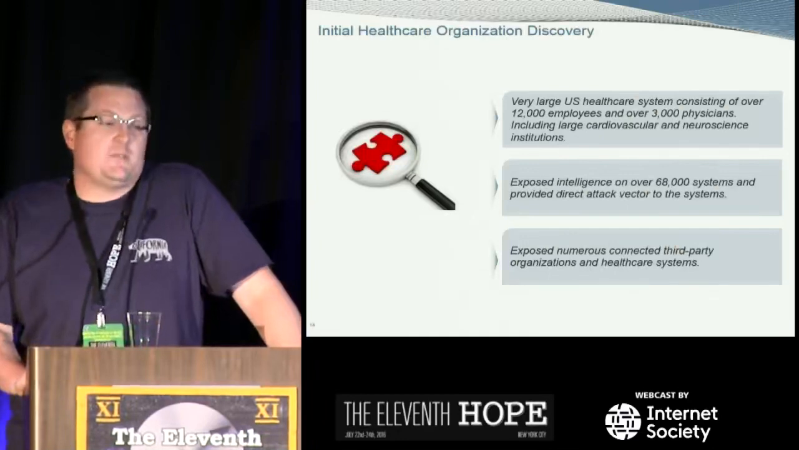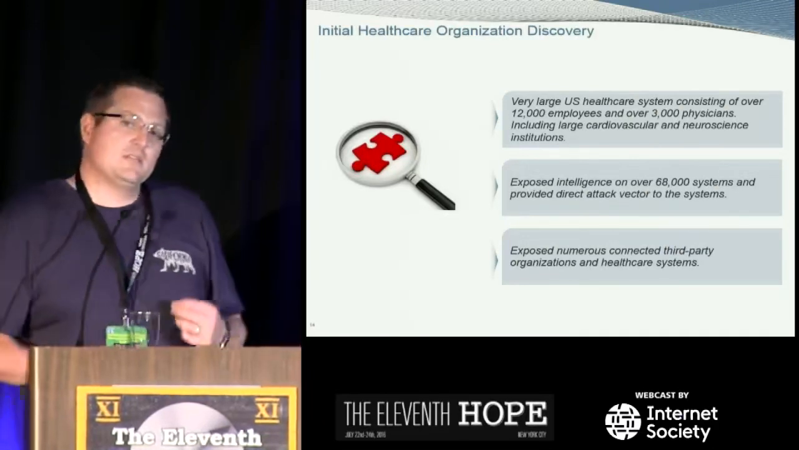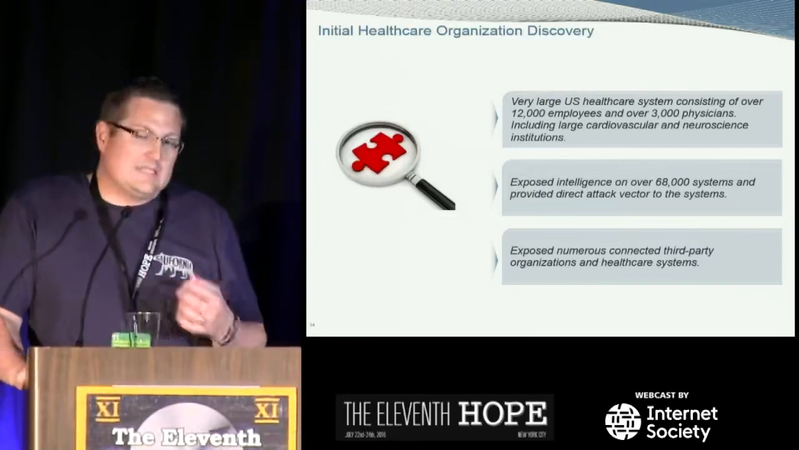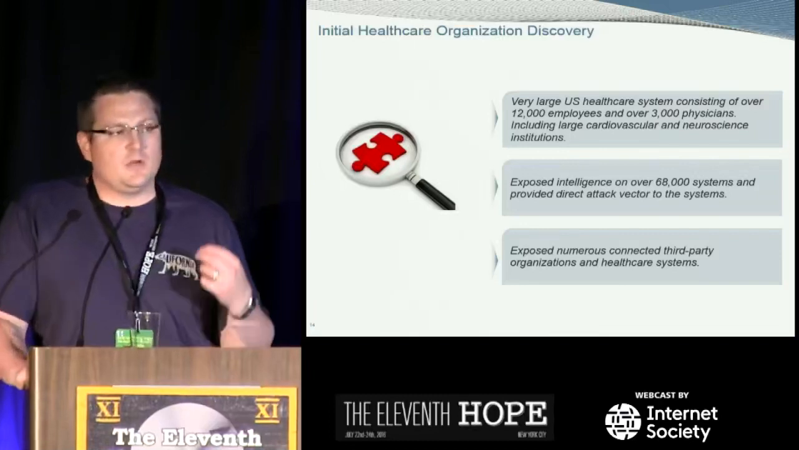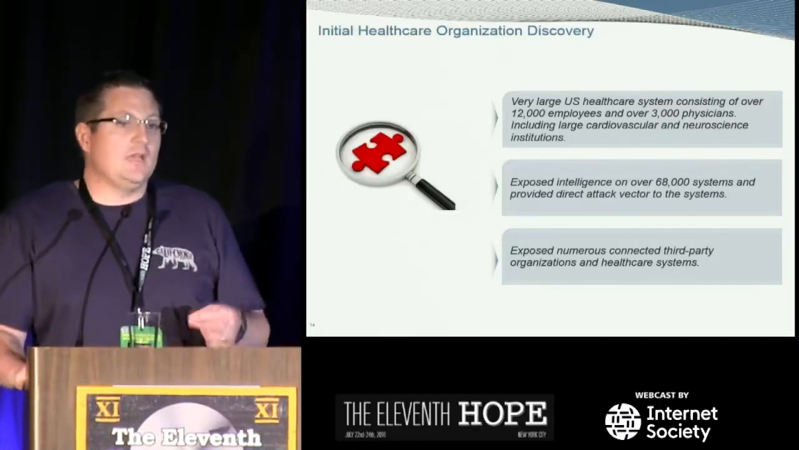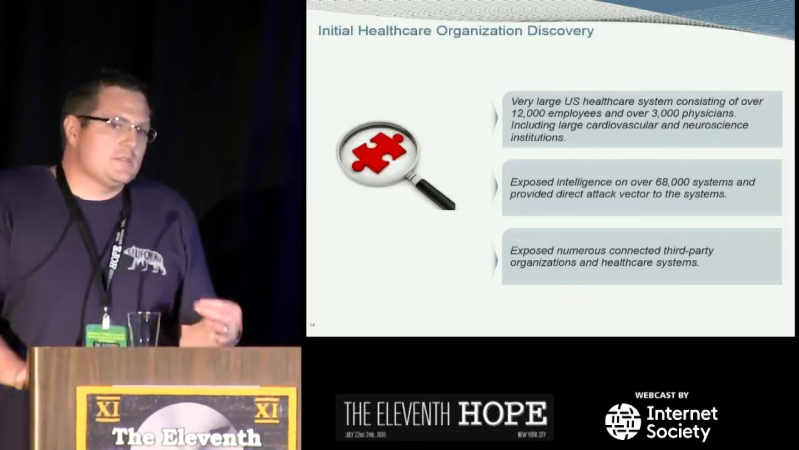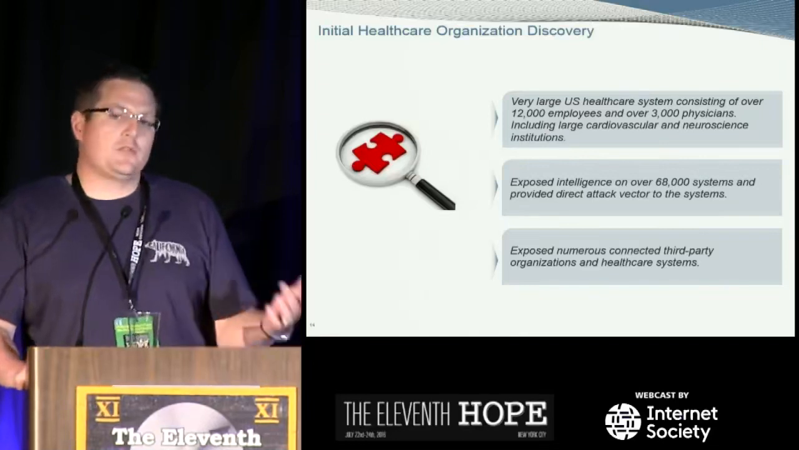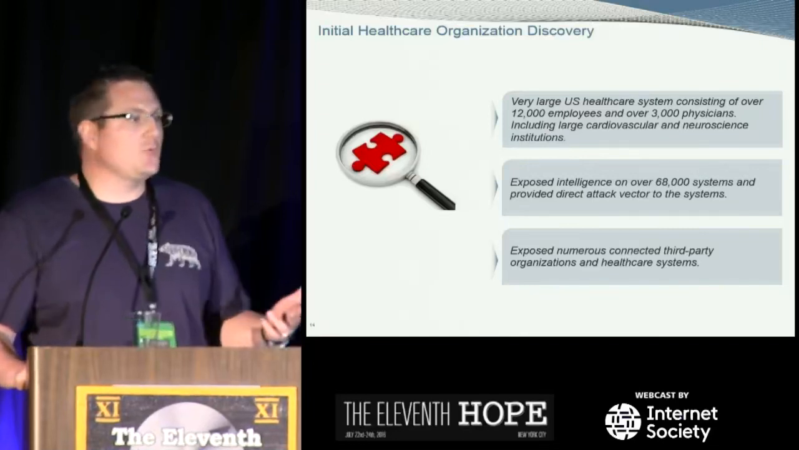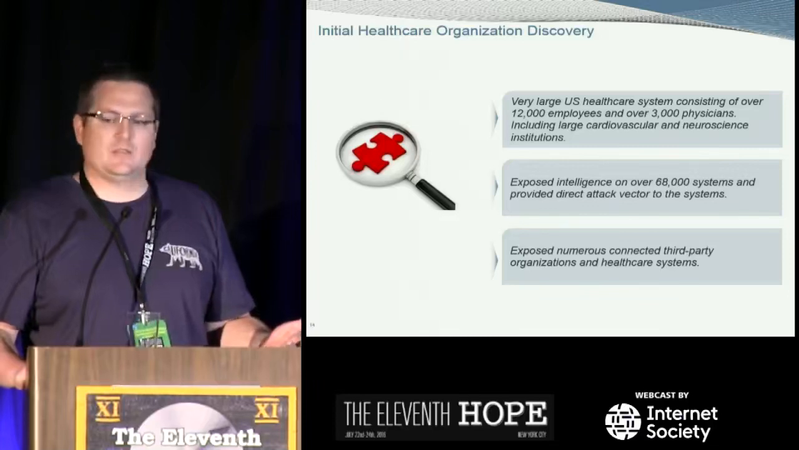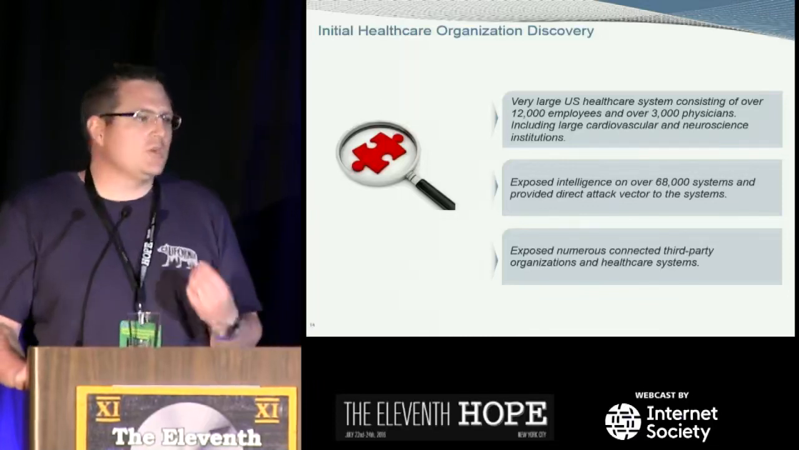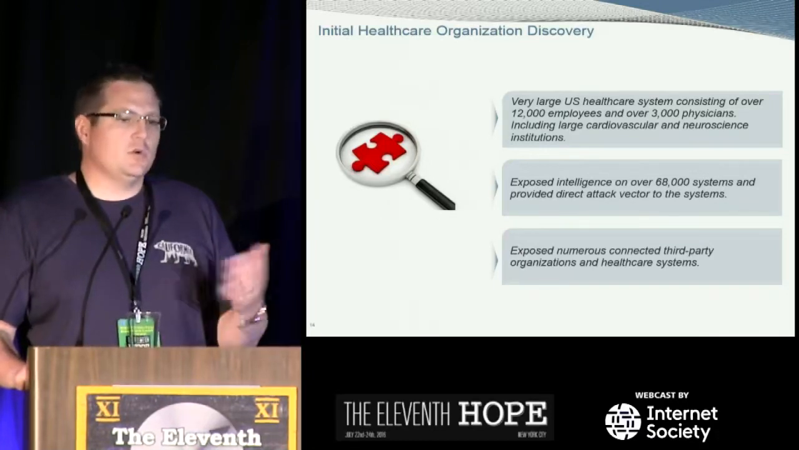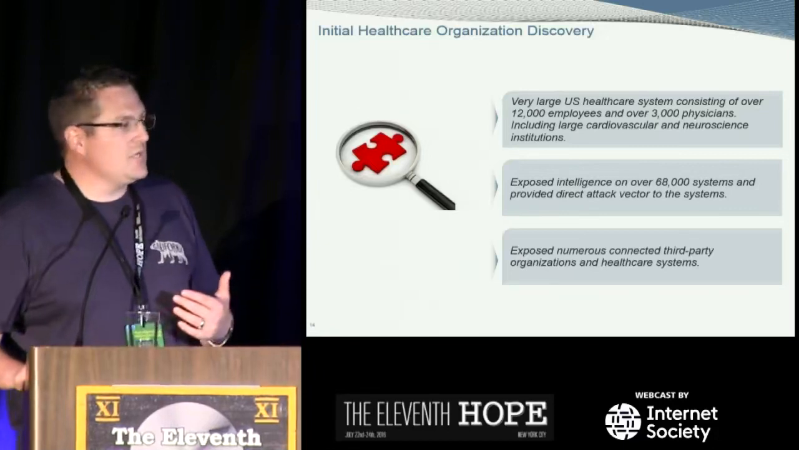The first organization that popped up on this anesthesia search was very large. It was in the US, with over 12,000 employees. It leaked intelligence and provided a direct attack vector to over 68,000 of their internal systems and third parties. Hospitals oftentimes will make connections, one for support of medical devices, but two for third parties doing radiology reading, for example, or lab testing. There were very well-known organization names that do those services inside this data set, which indicated they were also connected and had open access between those networks and those systems.